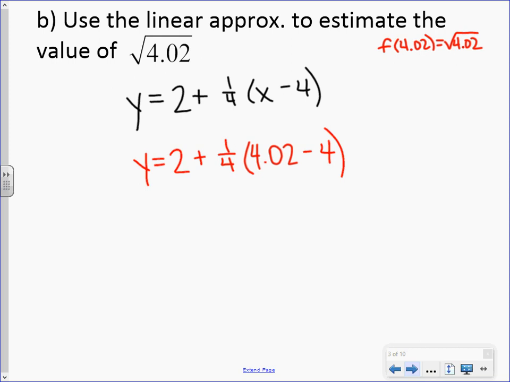I have confidence that we can. What is 4.02 minus 4? 0.02 divided by 4. 0.005.